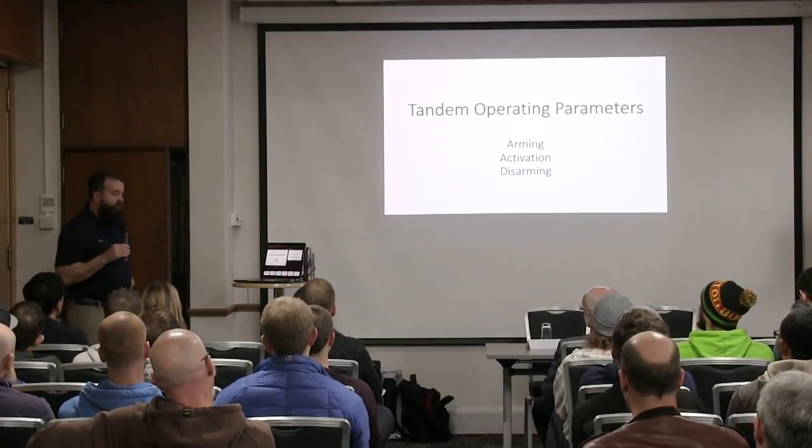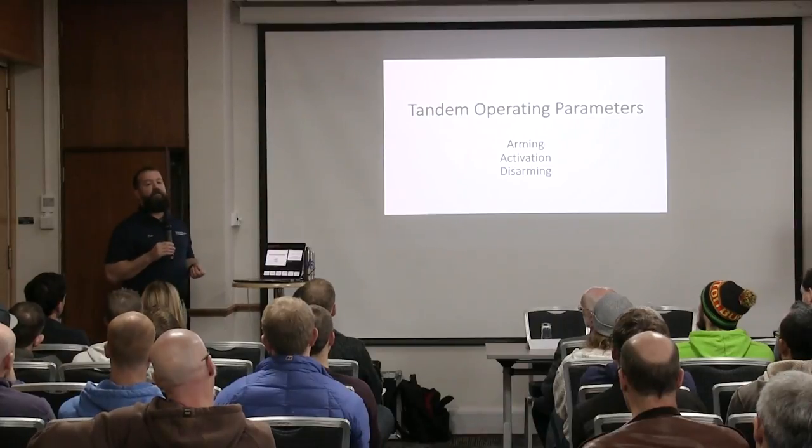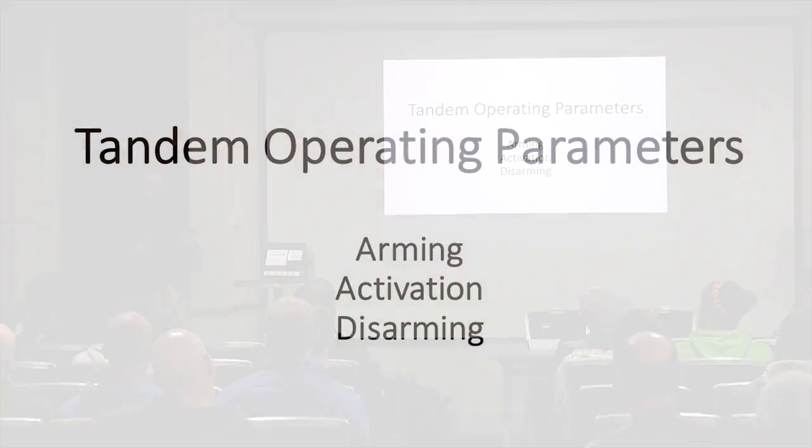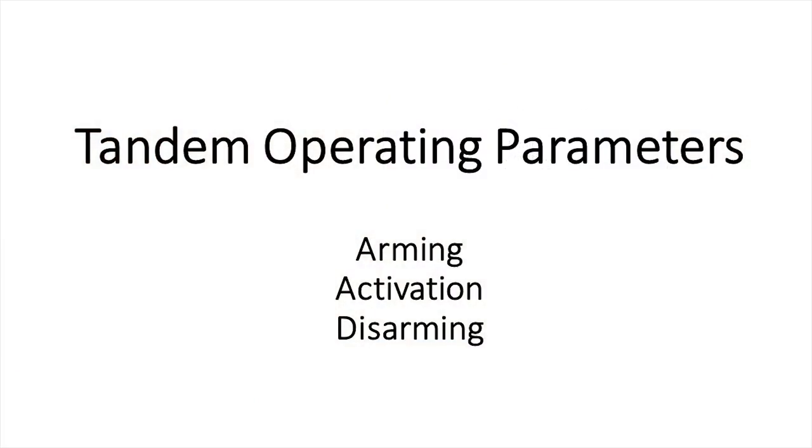Homework assignment number 2. If you are a tandem instructor in this room, we need to determine what AADs are in our tandem systems, download the manuals, and find out what the arming and activation and disarming altitudes are of our tandem units. I can tell you, I'll give you the first one, the arming altitudes are quite different between the two. So knowing when the systems are arming is a critical component of being a tandem instructor in your knowledge base.